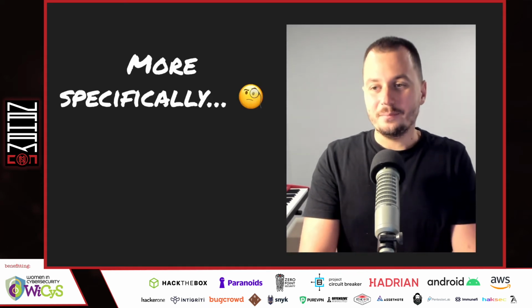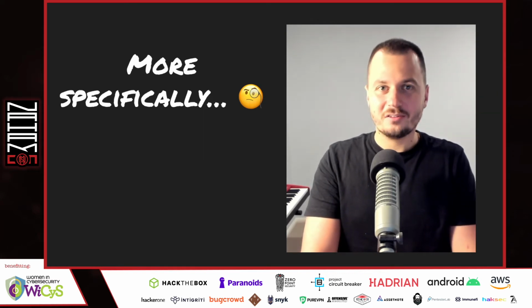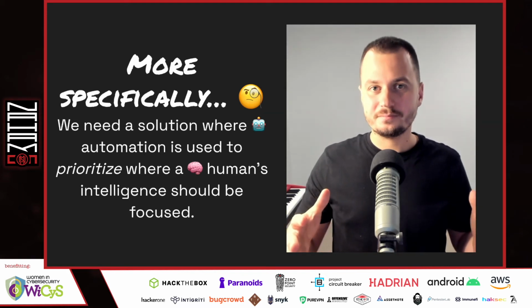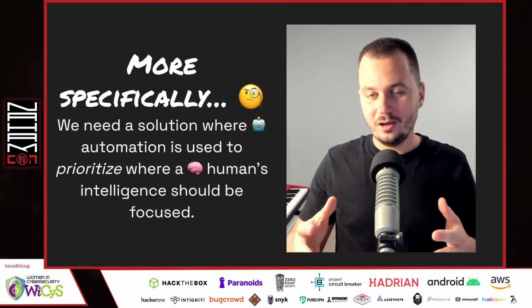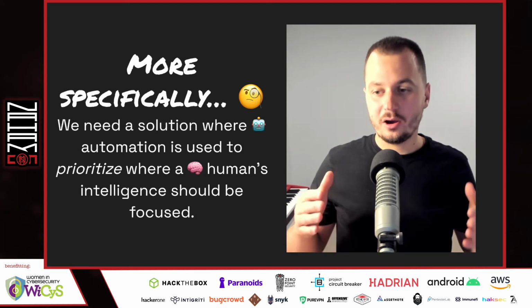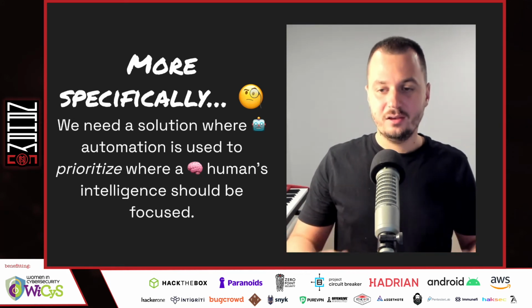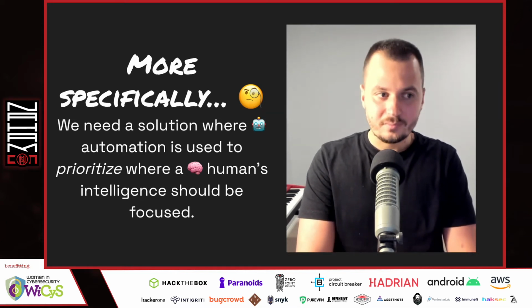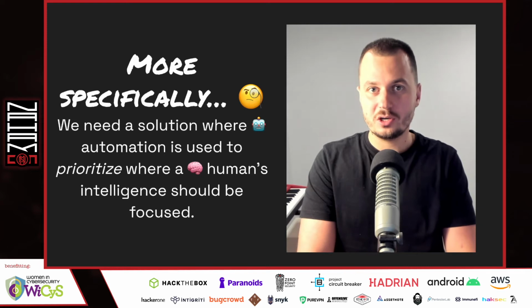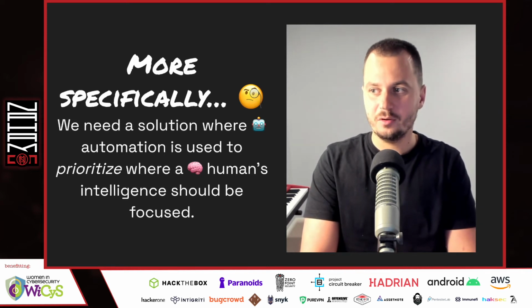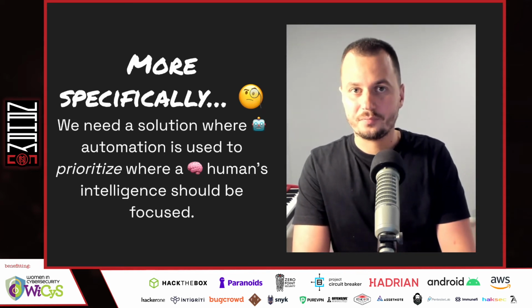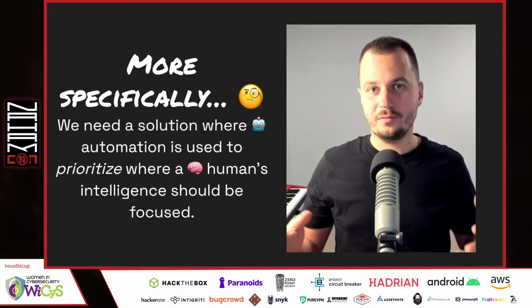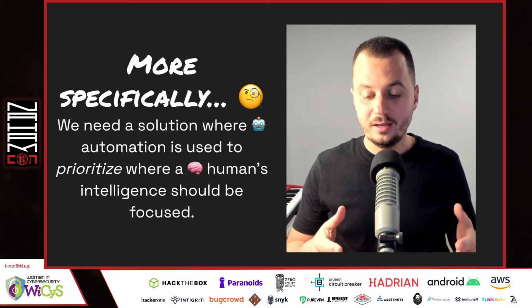Okay. So more specifically, how this task-based hybrid system would work is we create a solution where we're using automation to prioritize where our human intelligence is focused. This can be done in a whole bunch of different ways, but first, we're going to talk about what the automation would provide in this type of model. So think about it this way. The human mind is only good at focusing on one thing at a time.